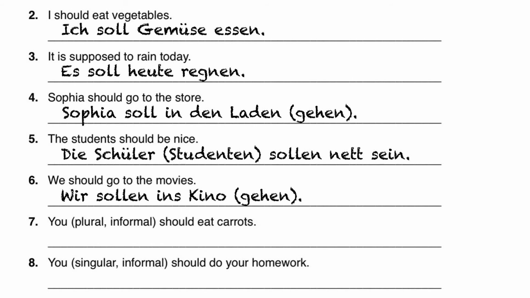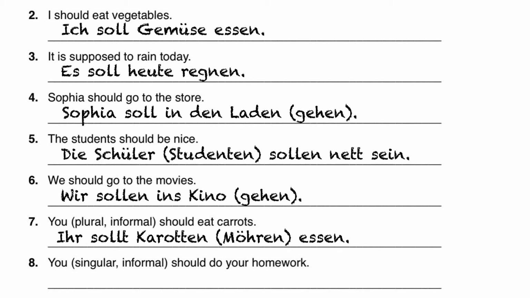Number 7. You, plural informal, which would be the ihr form, should eat carrots. You should eat carrots. Ihr is the form that we need to begin with. Then we have to conjugate sollen to go with ihr, which is sollt. Ihr sollt Karotten oder Möhren essen. Möhren is a different version of Karotten, but it depends on where you live in order to figure out which version of Karotten you're actually going to use. But essen has to go at the end of the sentence no matter what.